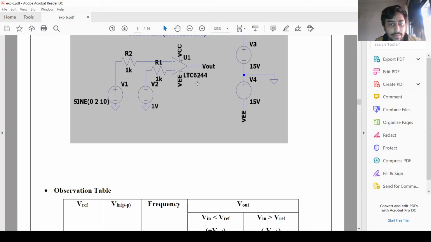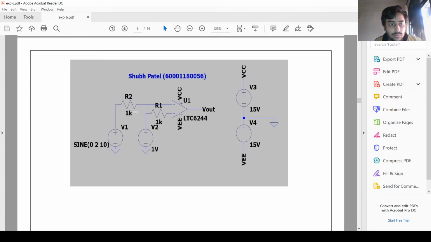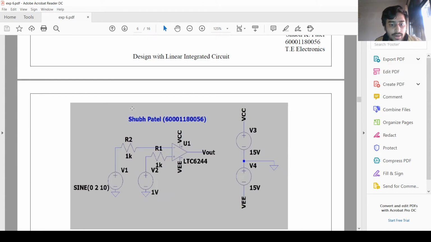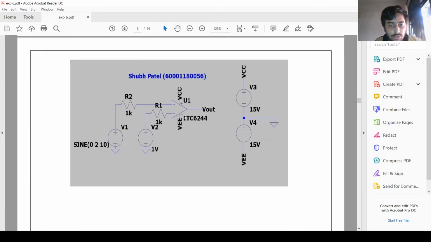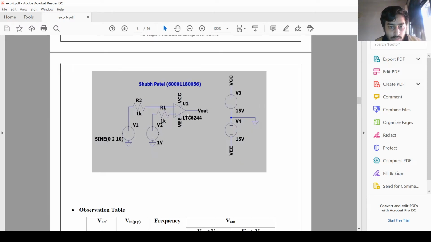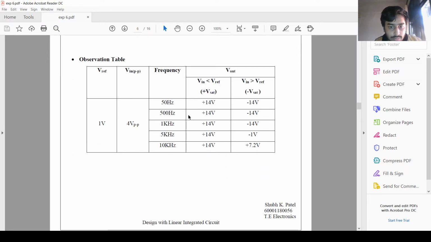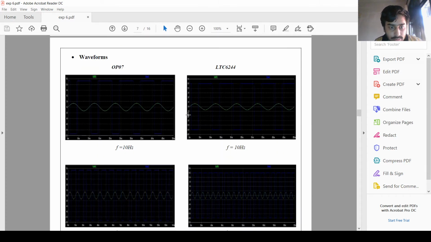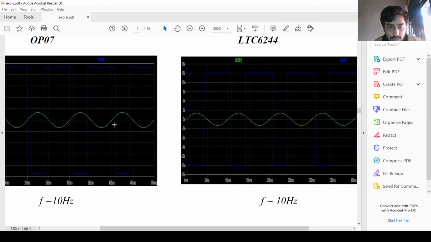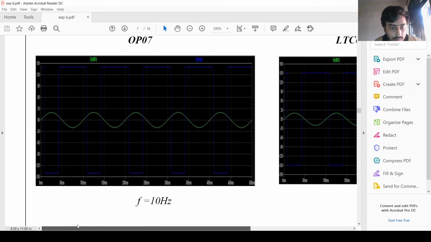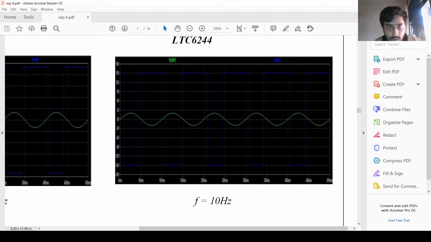So this is the schematic of the inverting comparator using the LTC6244 op-amp. So we have just replaced op-amp OP07 with LTC6244. So let's see its performance. This is the waveform for 10 Hz for OP07 and the waveform for LTC6244 for f equal to 10 Hz.